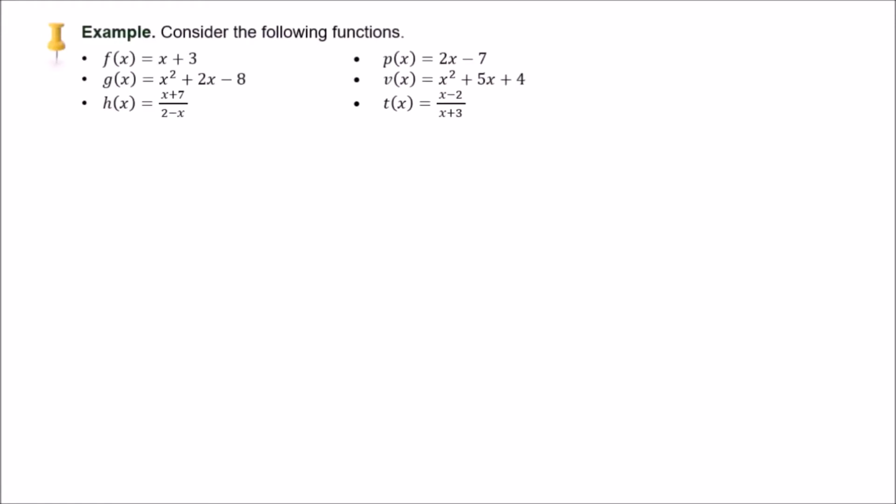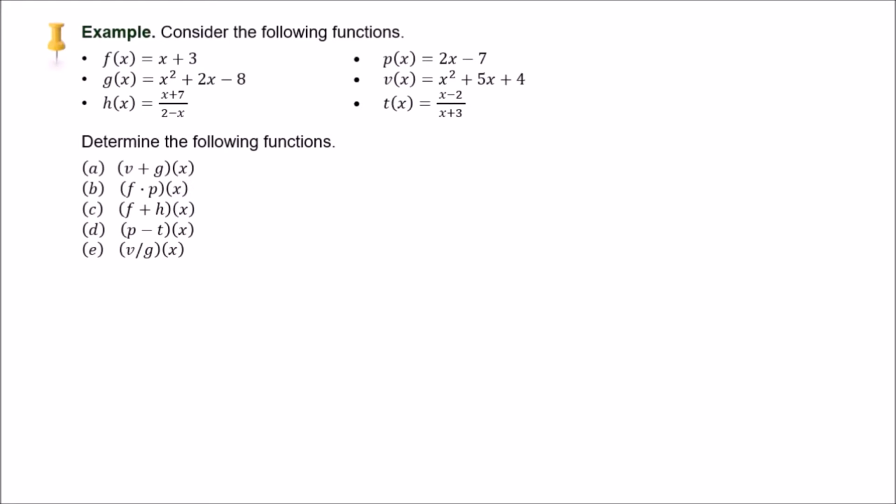Example, consider the following functions and determine the following functions. Solution. Let's start with letter A. (b plus g)(x), we know that this is equal to b(x) plus g(x). Let's replace the values of these functions from the given above. b(x) is x squared plus 5x plus 4, while g(x) is x squared plus 2x minus 8.